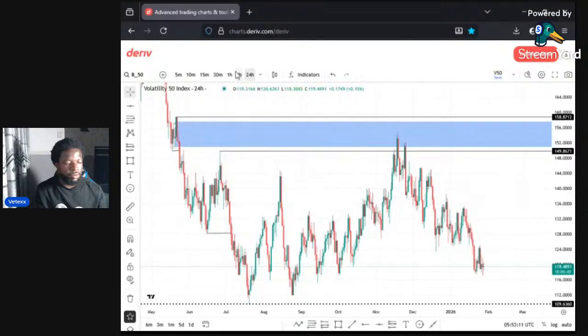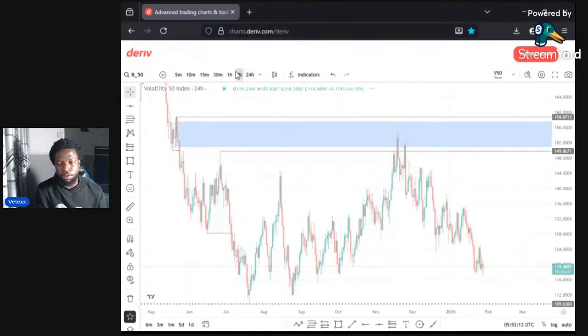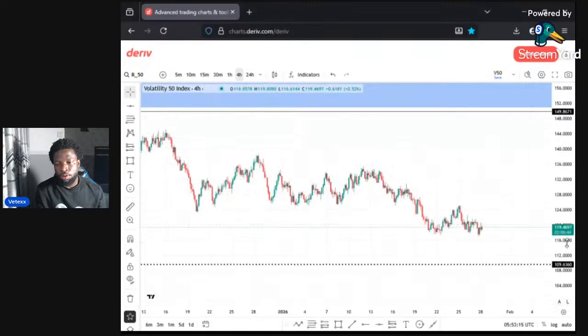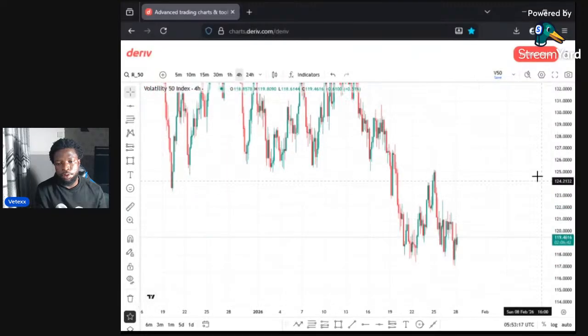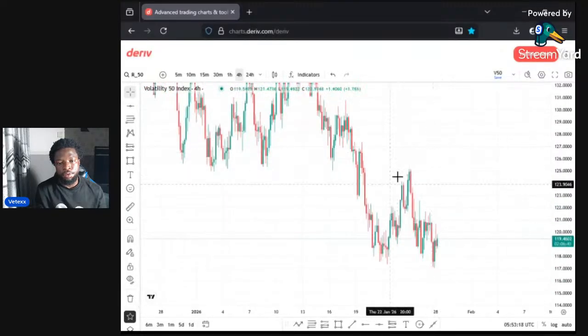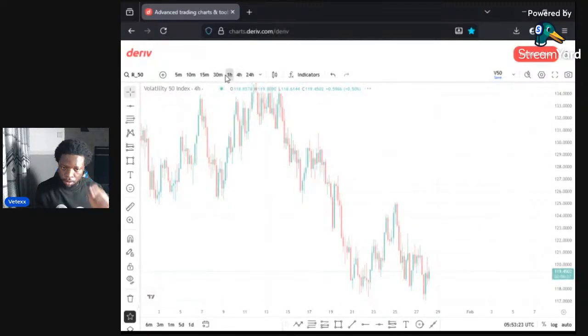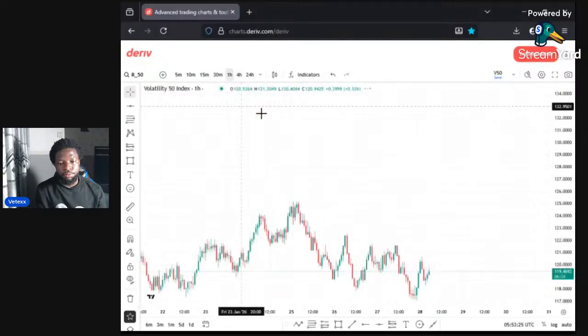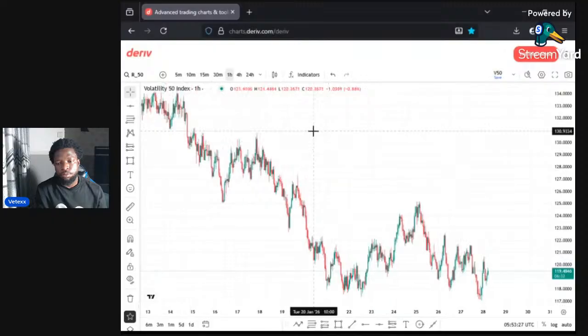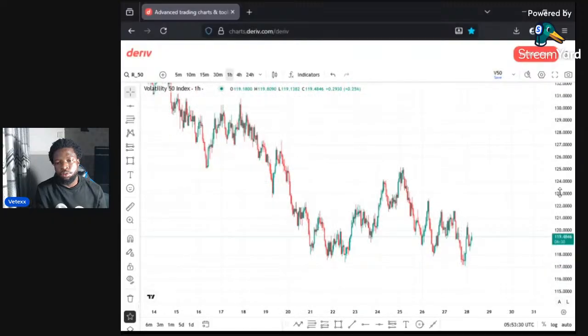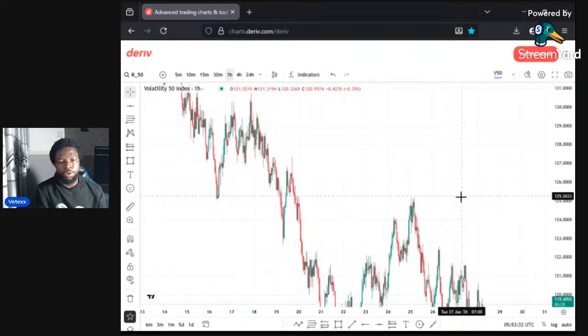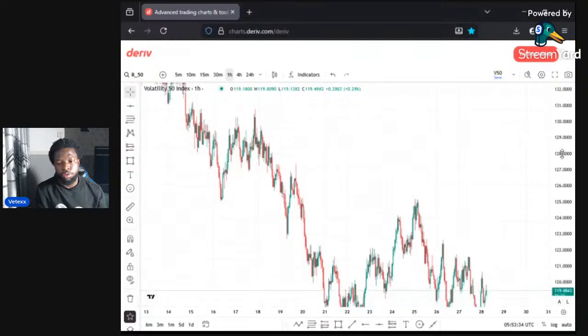Now let's go to the 4-hour time frame and check if we are going to see a continuation on the 4-hour time frame. So on the 4-hour time frame, we don't have anything. Let's go to the 1-hour time frame and check for continuation on the 1-hour time frame. So on this 1-hour time frame, we have a point of interest here. We have two continuation now.